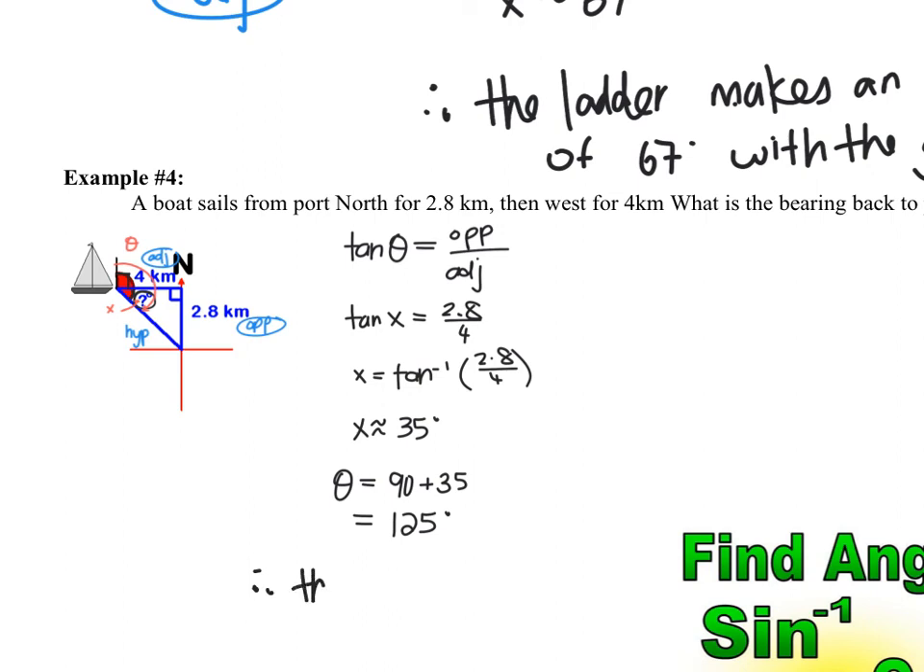Therefore, the bearing is 125 degrees. Now there are different notations for bearing, like it doesn't always have to be from true north, but for the purpose of this example, because we're given the diagram, that's what we're going to use as our bearing, from true north to the direction going back to port.